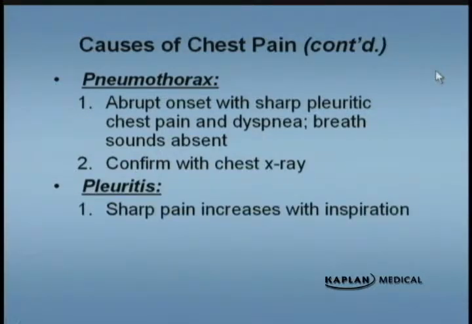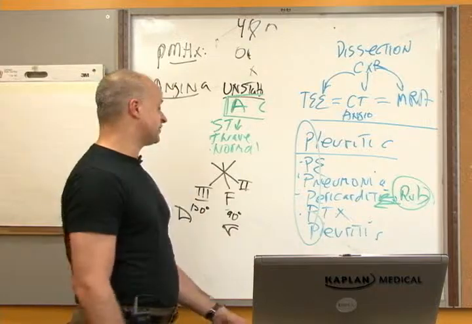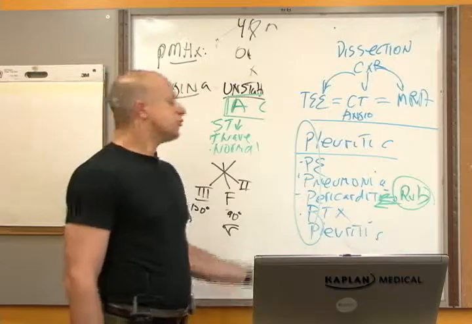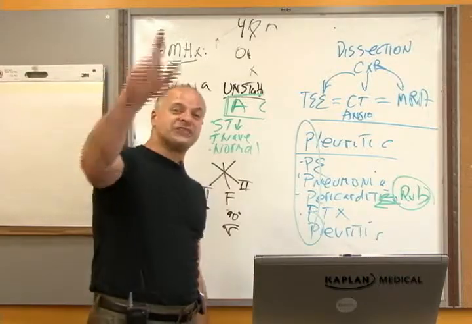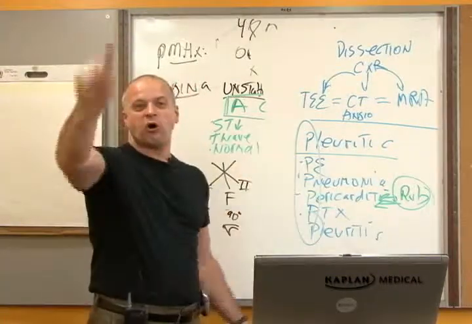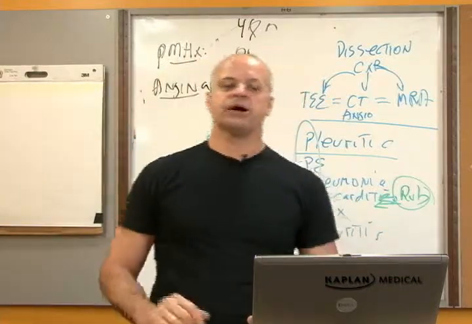Pleuritis, what is that? Well, that also, oh my God, look at this, what a shock. Sharp pain that gets worse with inspiration. That's what we said, pleuritic pain. So we're saying here again, they're all pleuritic pain. Now the difference is, which of these can give you a fever? See, a pneumonia can give you a fever and pericarditis can give you a fever. But then again, so can pneumothorax, pleuritis, and pulmonary embolus. All of these can give you a fever. So that doesn't help you tell them apart.